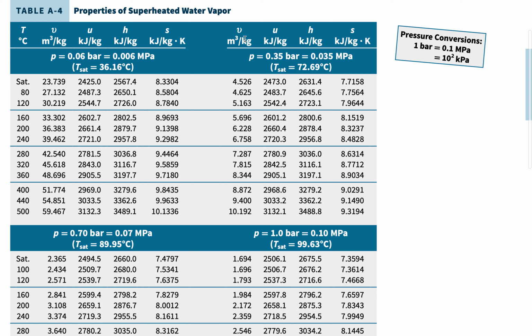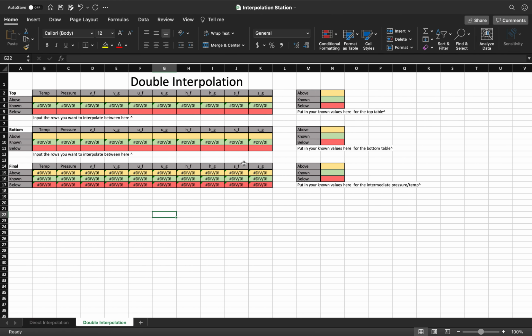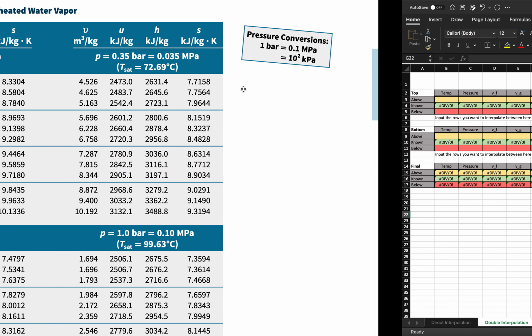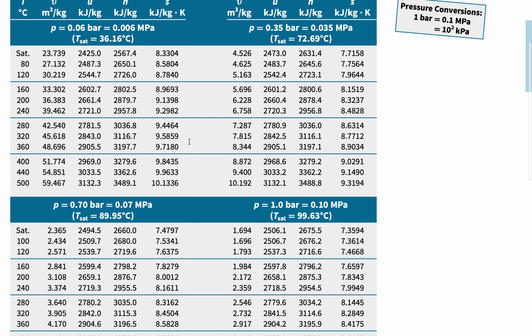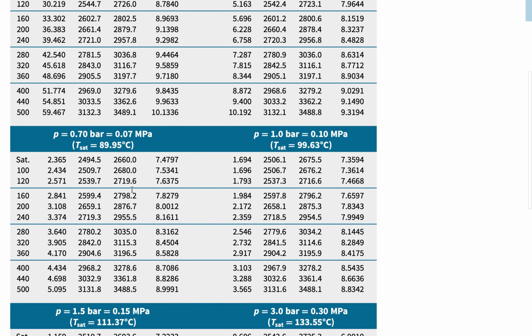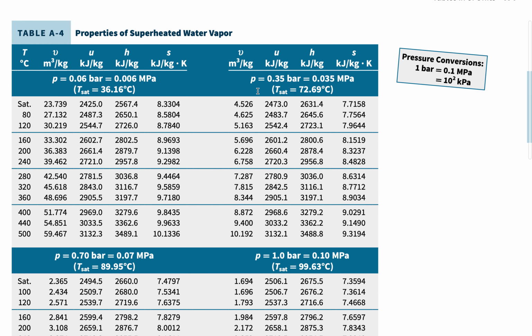So say you're trying to find specific volume in this case. So first, before anything else, come here. This looks confusing, but it's not really confusing. So here is going to be the top. Whatever table appears on the top, for example in this case it'd be 0.35 bar, and the bottom table would be 0.7 bar. Or if you're trying to interpolate for 1.2 bar, top will be 1, bottom would be 1.5. Pretty straightforward.